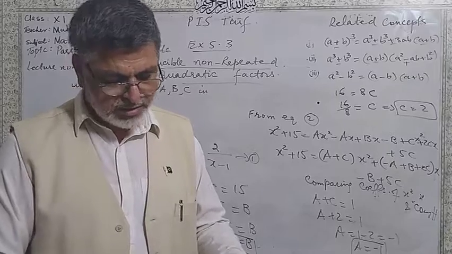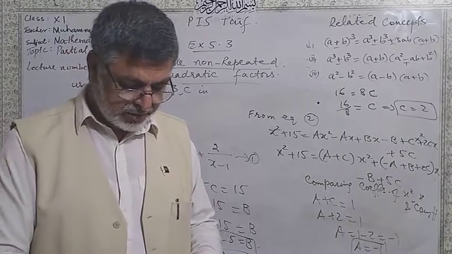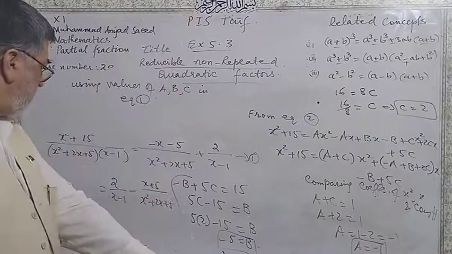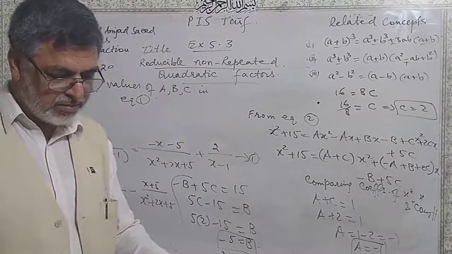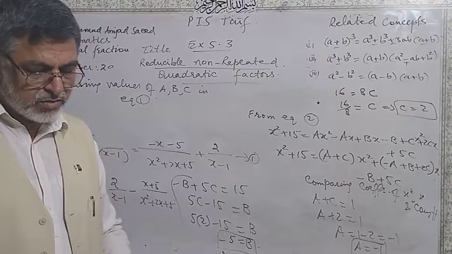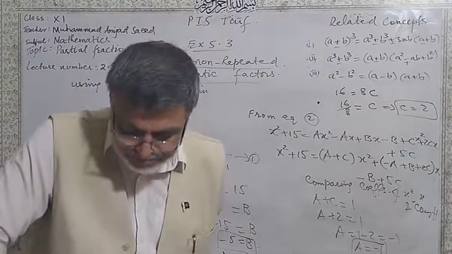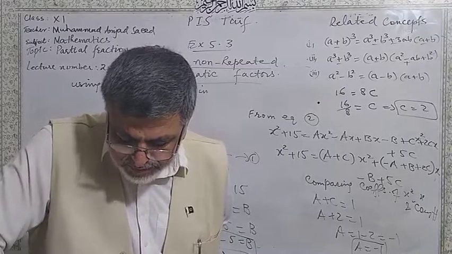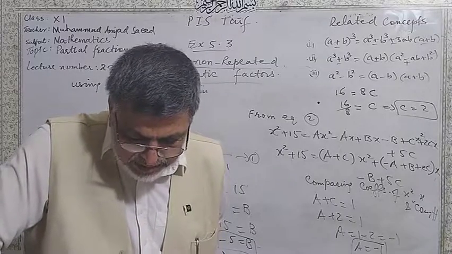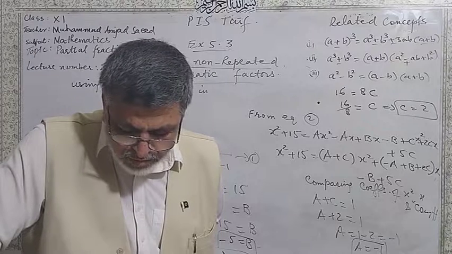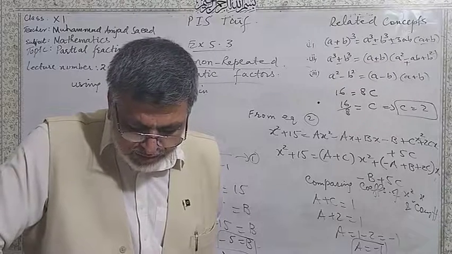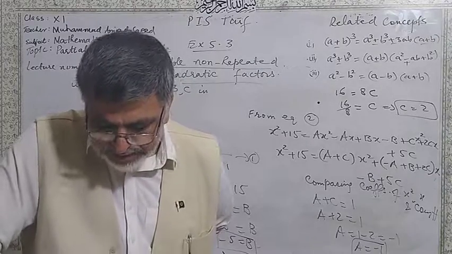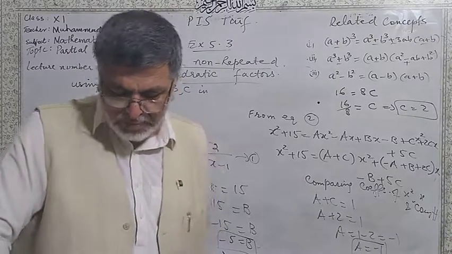5.3, question number 4. Yes, question number 4 is 2 over x minus 1 minus x plus 5 over x square plus 2x plus 5. Okay, this is correct. After that, we have question number 5, question number 6. So, I think we can do question number 6 because it is x square plus 1 over x cube plus 1.